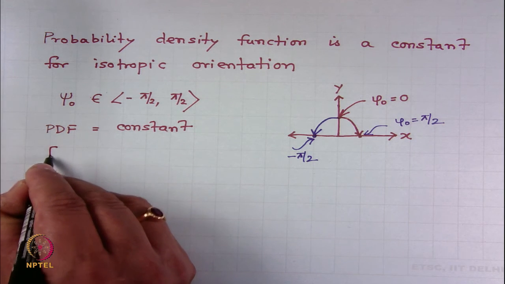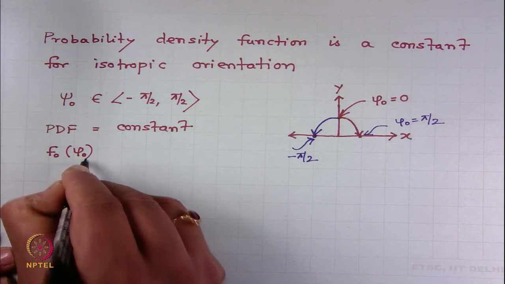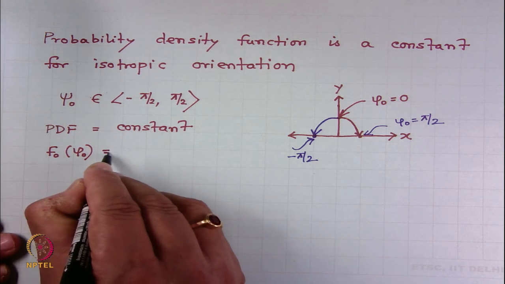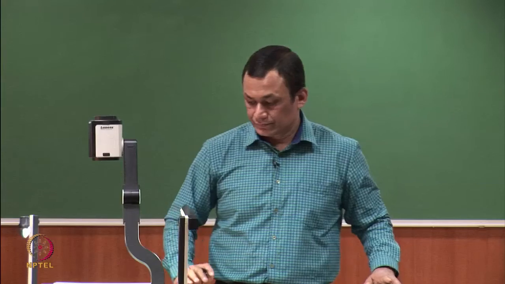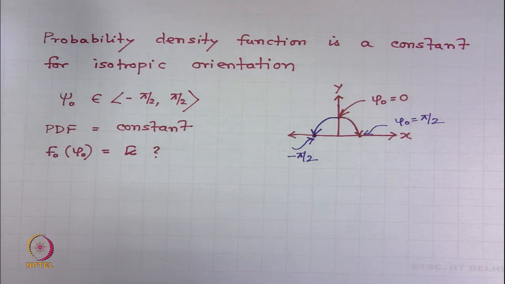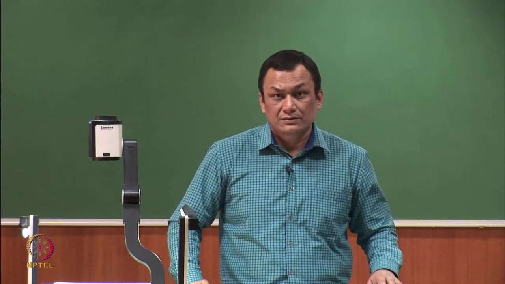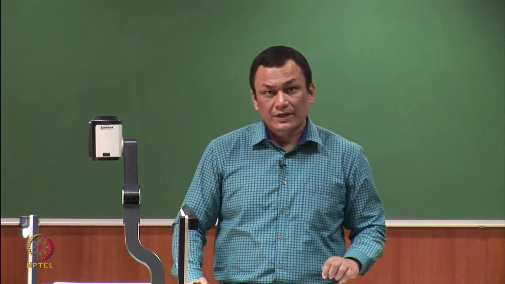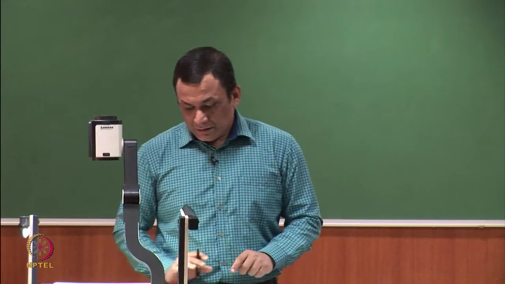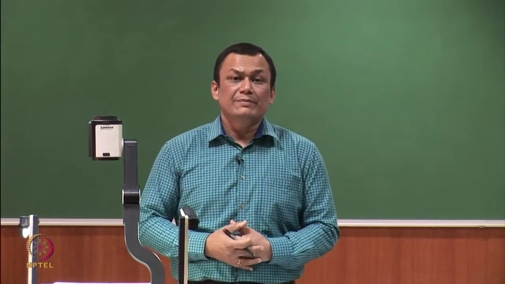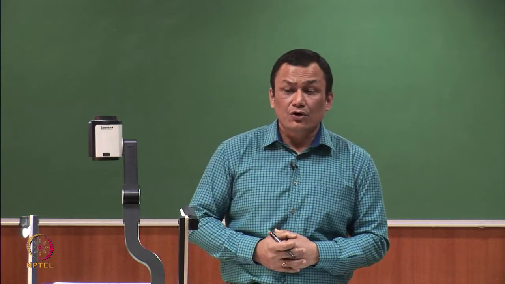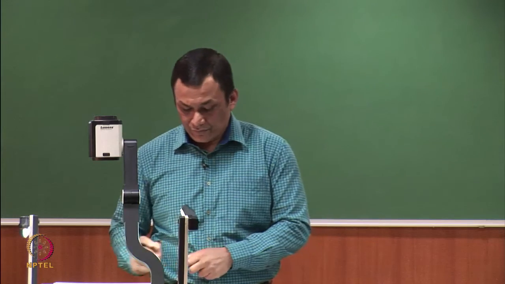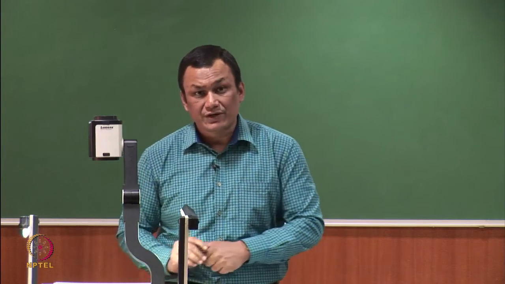Let us denote this PDF by this symbol, it is a function. This constant let us denote as k. Do you know what is the value of k? Those who are thinking k is equal to 1 by pi are correct. Let us find out this value. What is the summation of all relative frequencies? Summation of all relative frequencies is equal to 1. So, 1 is equal to summation of all relative frequencies.